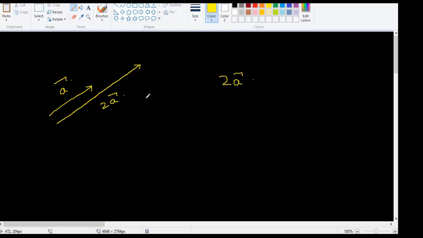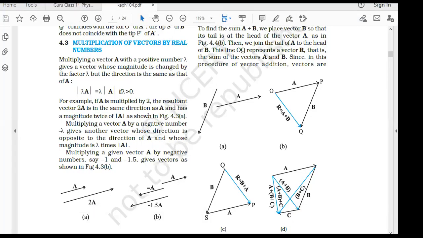Suppose I want 1 by 2 A vector. That means it will be in the same direction, but it will be half the length. That is your A vector by 2. So what this means is scalar multiplication. I'm multiplying by a scalar. That's why they call it lambda times some vector. So that's what is shown, and I already talked about minus A. If you take it in the opposite direction, then it is your minus vector.